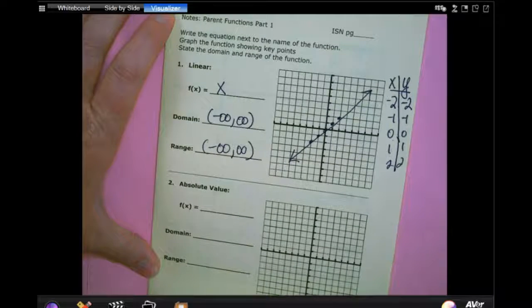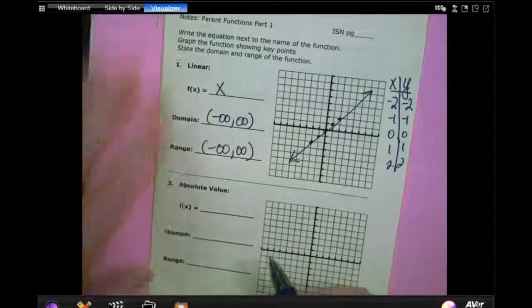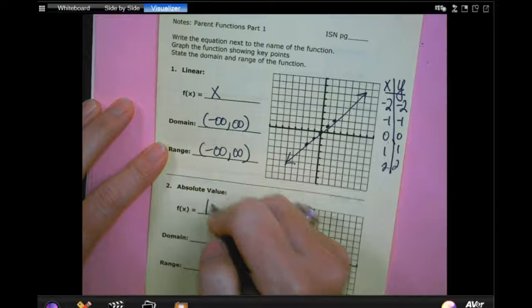And what kind of symmetry does that line have? X, Y, or origin? Origin, because if I turned it upside down, it would be the same graph, so it would be origin. So absolute value looks like this.